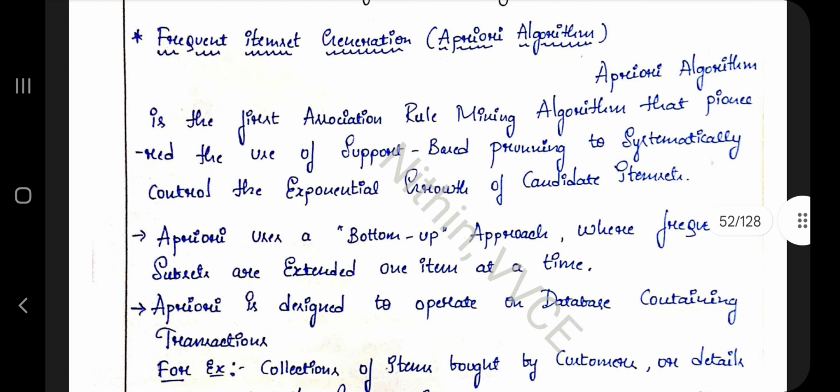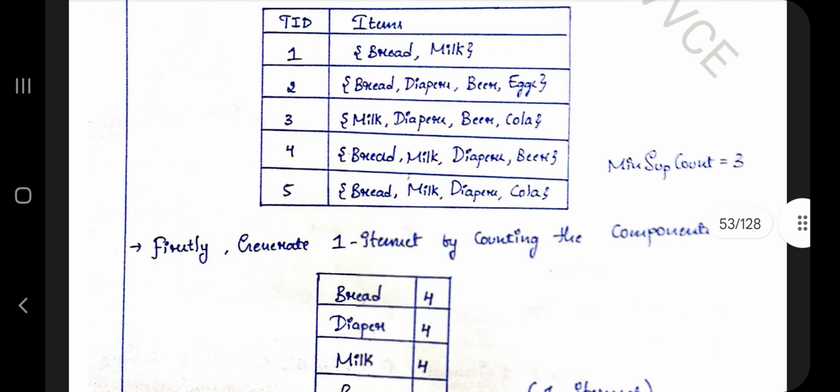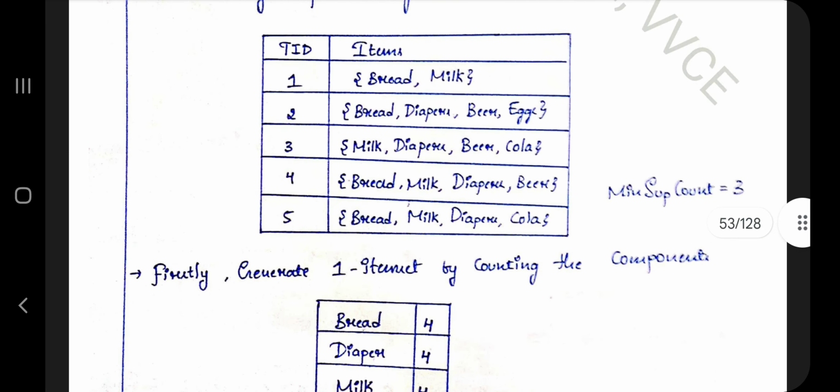Frequent item set generation: Apriori algorithm. Observe carefully, listen carefully. This is a very important algorithm. So I'll be taking an example and directly explaining the algorithm. You don't need to memorize the algorithm. Write it in your own words, whatever you understood. That's all you have to do because many algorithms are there.